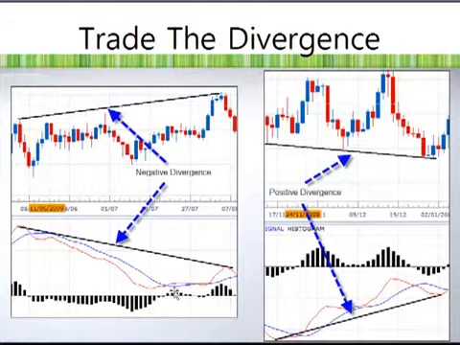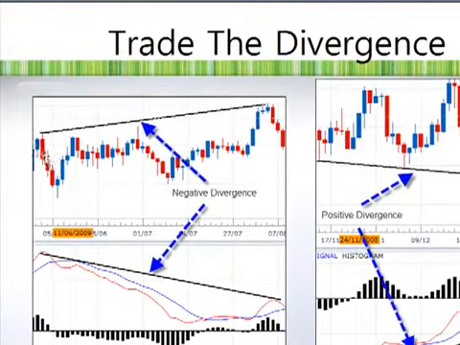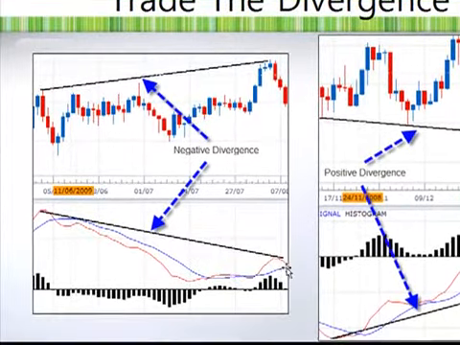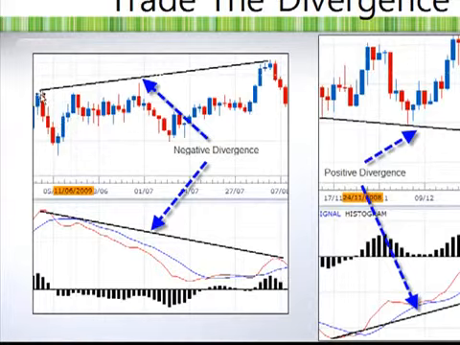You can see on this picture here, we call this a negative divergence. Why? Because the price is making a higher high, but the MACD is making a lower high. You can see this high here is lower than here. You can see the divergence. This is making a higher high, this is making a lower high, and this is called negative MACD divergence. And once this starts to appear, it's a telling sign that the price is going to move down. Therefore most of the time when you enter a short trade when you see a MACD divergence, the price will usually move down.